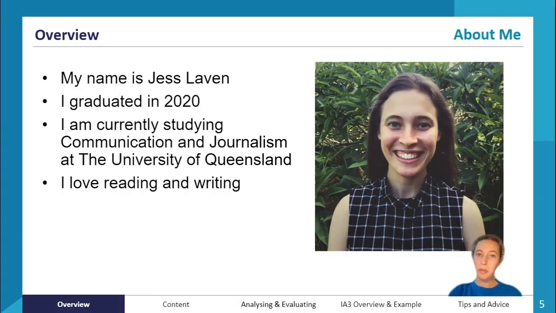Okay, so let's get into a little bit about me and then we'll start on our content for today. As I mentioned, my name is Jess. I graduated in 2020, so it's been a few years now. I'm currently studying communication and journalism at the University of Queensland. That's a dual degree, 4 years, so I'm in my final year now. I love reading and writing, so all of the humanities subjects at school were my favorites. I really enjoyed English and accounting and legal studies in addition to business as well.